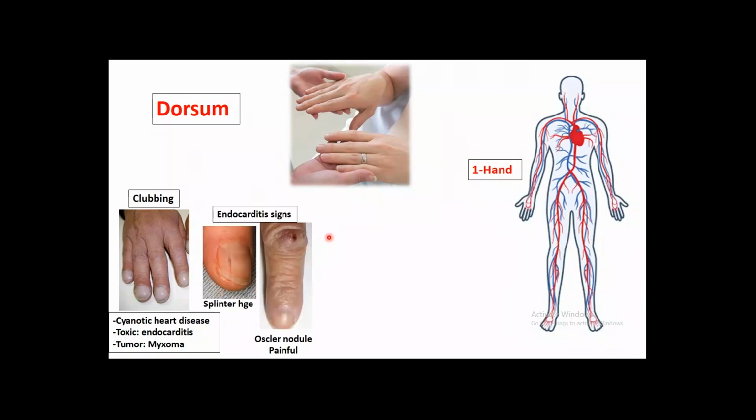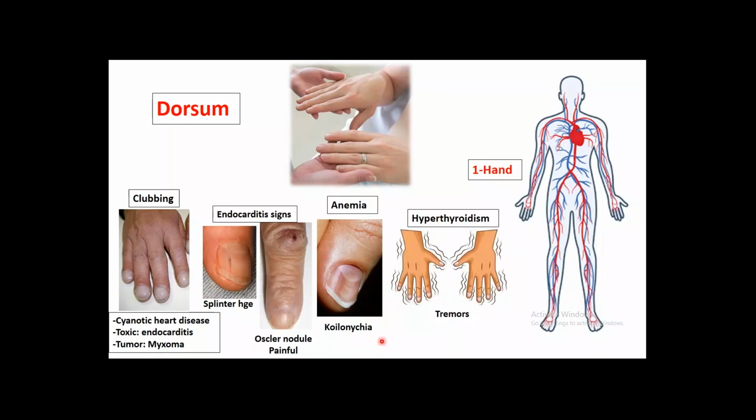Also, we are searching for signs of endocarditis, especially if our patient is presenting with fever, like splinter hemorrhage or Osler nodule, which is a painful nodule in the pulp of the finger. Looking also for precipitating factors for heart failure, like anemia, with signs varying from pallor to exaggerated findings like koilonychia or spooning of the fingernail. Tremors, like in a patient with hyperthyroidism, might be picked up on dorsum of hand examination.